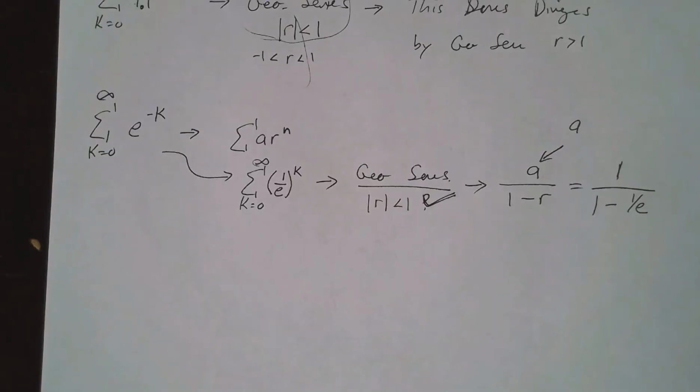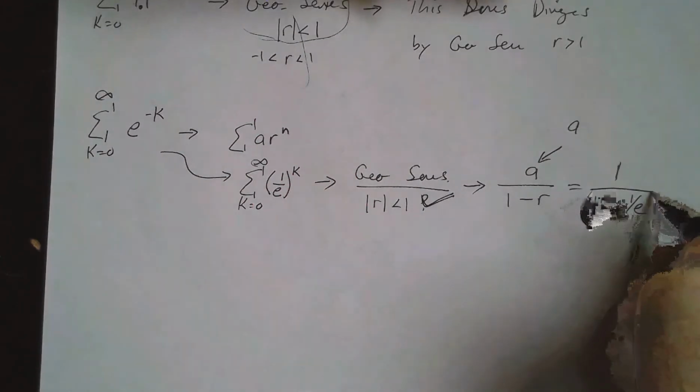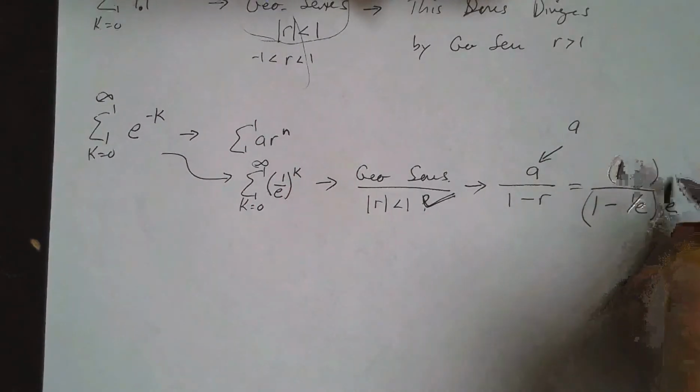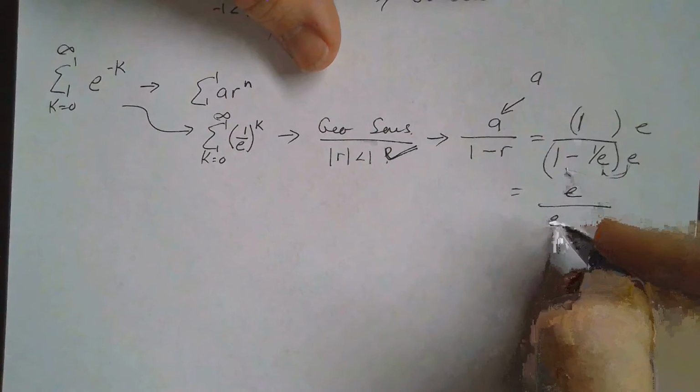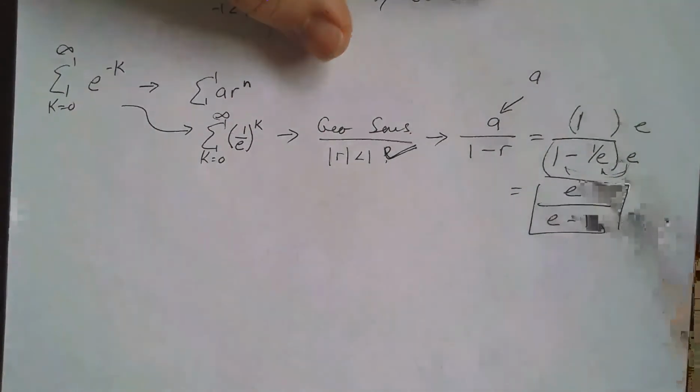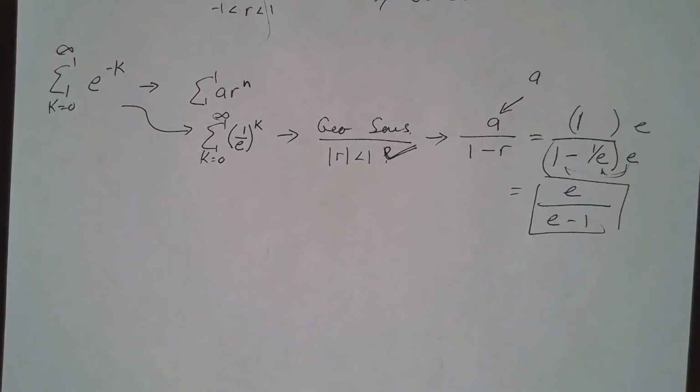Now, this is a valid answer, but I don't like the fractions of fractions. So we're going to go ahead and just multiply by the common denominator in the denominator. That's going to be multiplying top and bottom by e. That way this top piece here becomes e, and this bottom piece, when distributed through, becomes e minus 1. And this is just a better looking form of an answer. So that is how you're going to utilize that formula of a over 1 minus r to show when a geometric series converges, what it actually converges to.